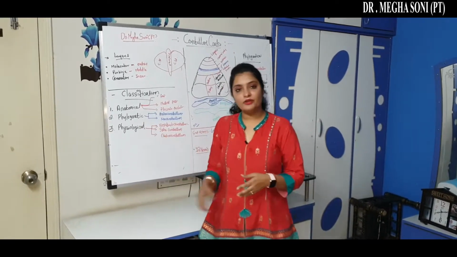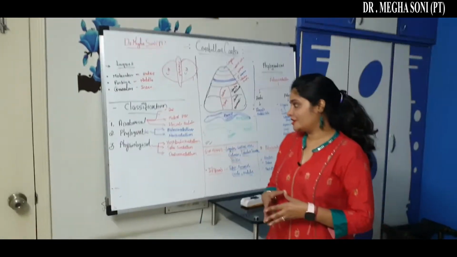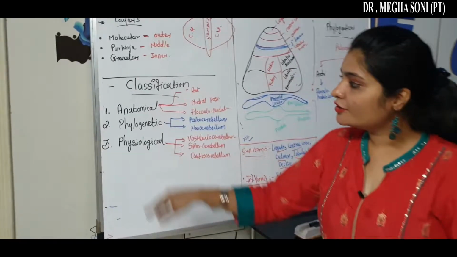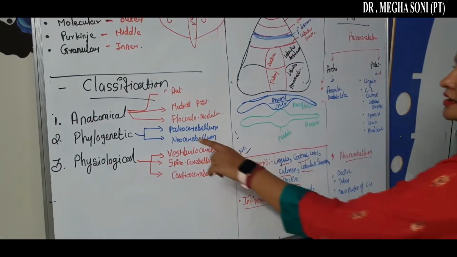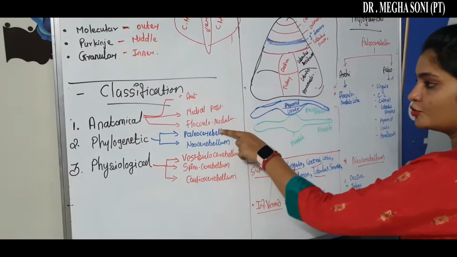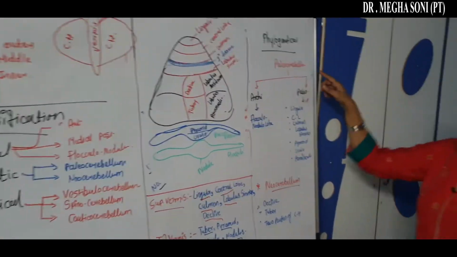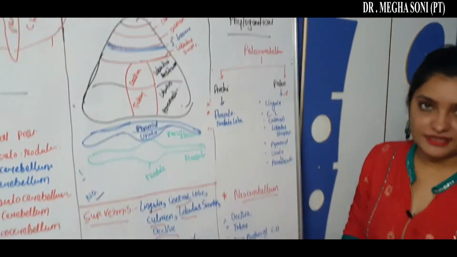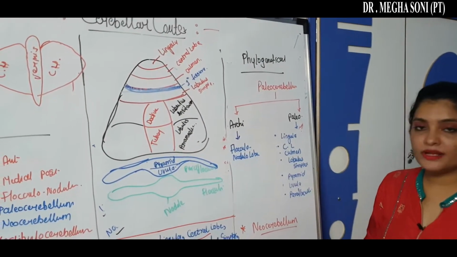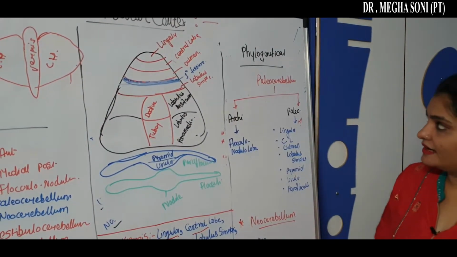Now let's talk about the second classification, phylogenetic classification. According to phylogenetic classification, the cerebellar hemisphere is divided into 2: paleocerebellar and neocerebellar. Paleocerebellar means the oldest structure of the cerebellar hemisphere, and neo means the new structure of the cerebellar hemisphere.